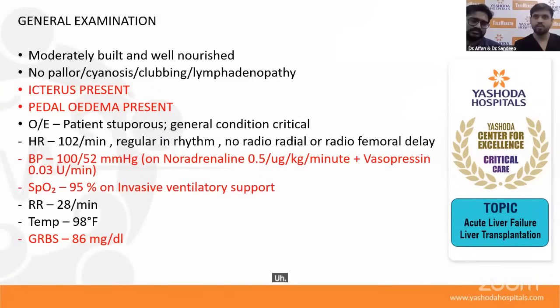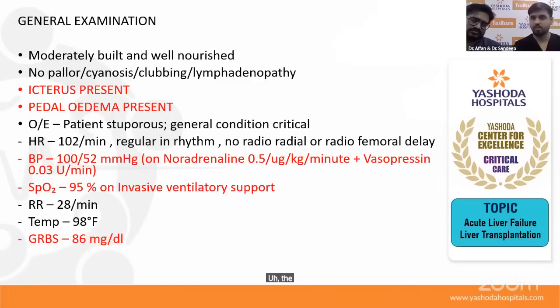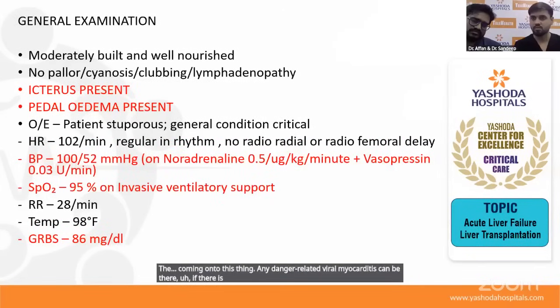Sir, a patient with fever, jaundice, and altered mental status, based on my workup, I would think about tropical fevers also, sir. So because of the tropical fever, myocarditis will come into this. Any dengue-related viral myocarditis can be there in this patient.